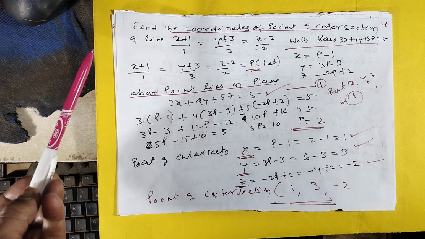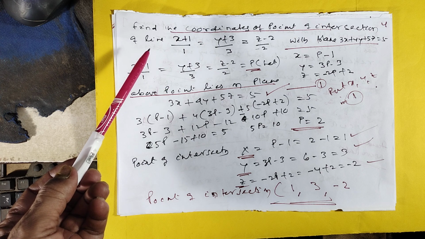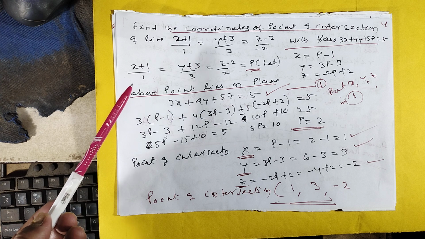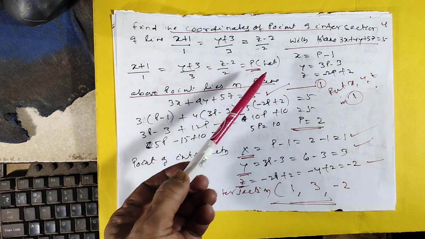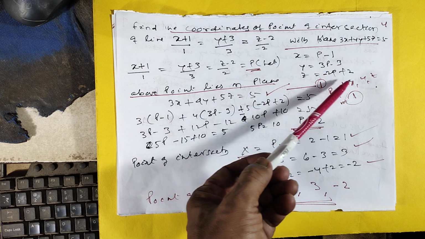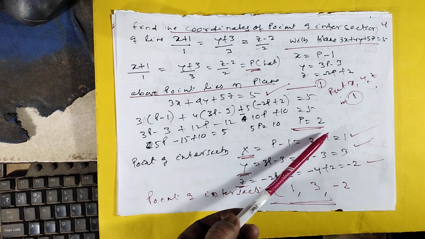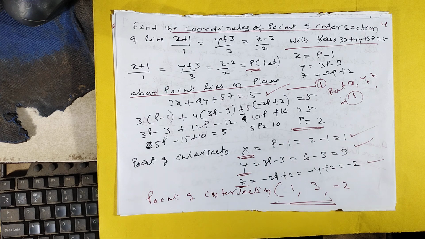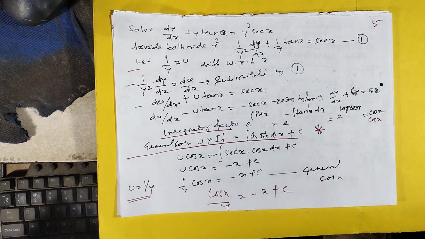Find the coordinates of the point of intersection of the line (x plus 1) by 1 is equal to (y plus 3) by 3 is equal to (z minus 2) by minus 2 with the plane 3x plus 4y plus 5z is equal to 5. Let this be p, then x is p minus 1, y is 3p minus 3, z is minus 2p plus 2. Put x, y, z here, automatically p is coming 2, then the point of intersection: x is coming 1, y is equal to 3 and z is equal to minus 2. So (1, 3, minus 2).